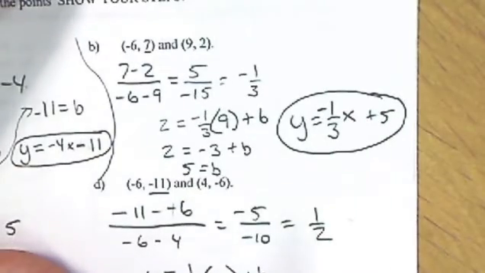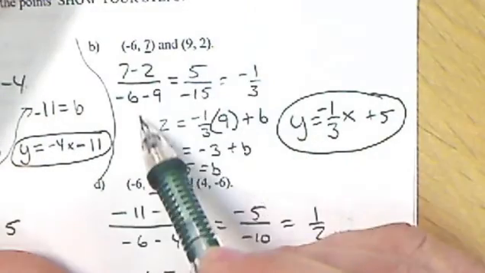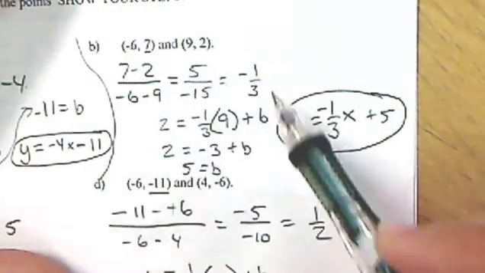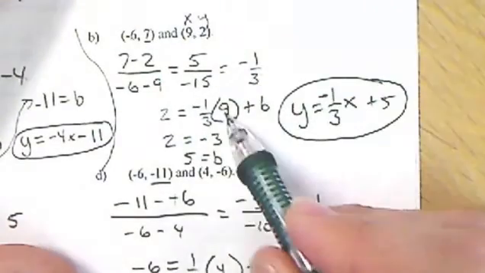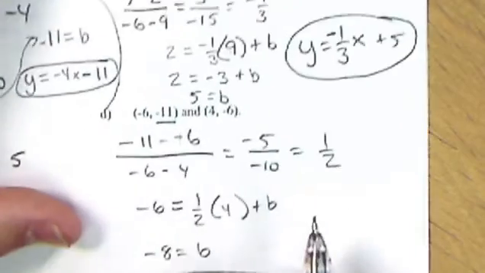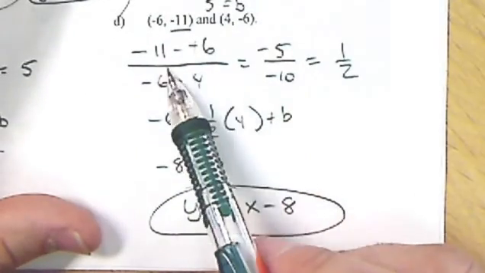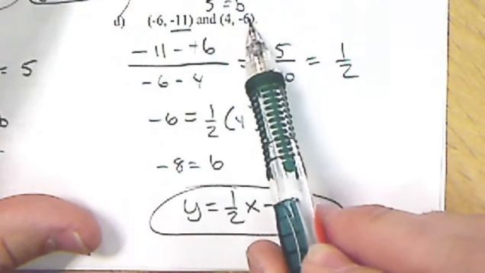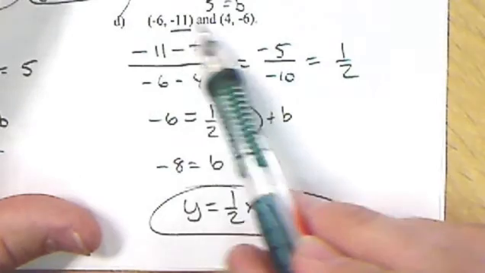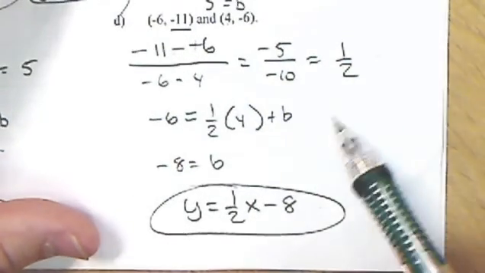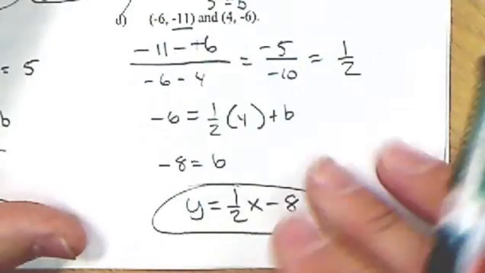Did the same thing here. Found my slope, subtract them. That's my slope. Plug in an x and a y, solve, and that's how you get your y-intercept. Subtract them. Minus a negative means you're adding. Subtract them. Get your slope. Plug in your x and a y. Doesn't matter which point you use.